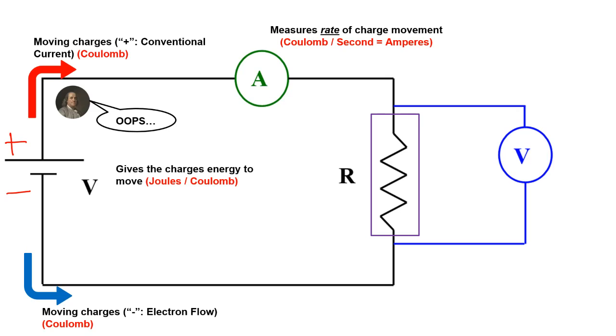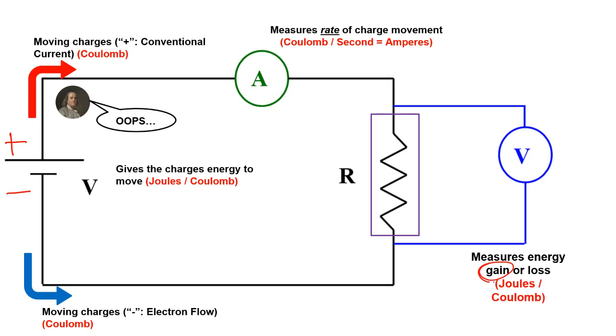Okay, the whole idea of a battery is to give the charges energy. And they get that energy so that they can move around the circuit. Okay, and then there is a voltmeter, and the whole purpose of a voltmeter is to measure the energy gain or loss as it goes through a battery or an electric load.